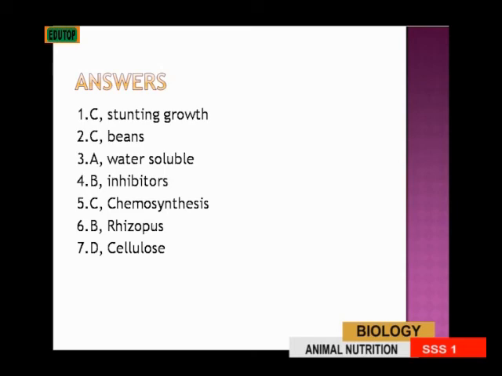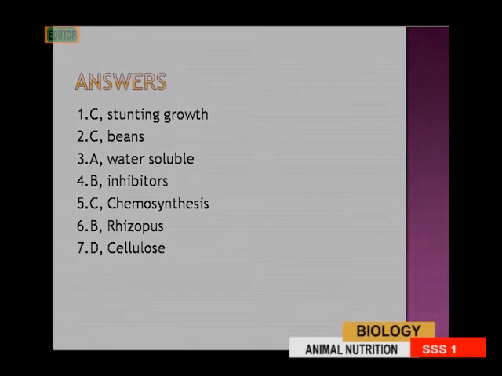Then the last question: which of the following is a polysaccharide? That is, it has more than 2 units of sugar, of glucose units. More than 2 glucose units is only cellulose. Glucose is a monosaccharide, and so is sucrose. So it's only cellulose that is a polysaccharide in this group.